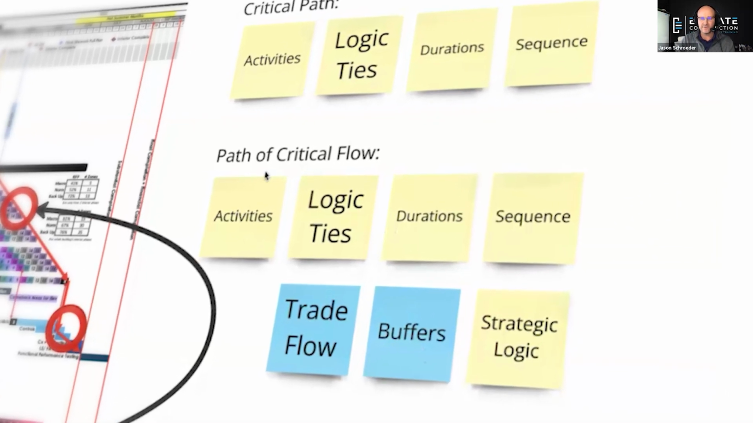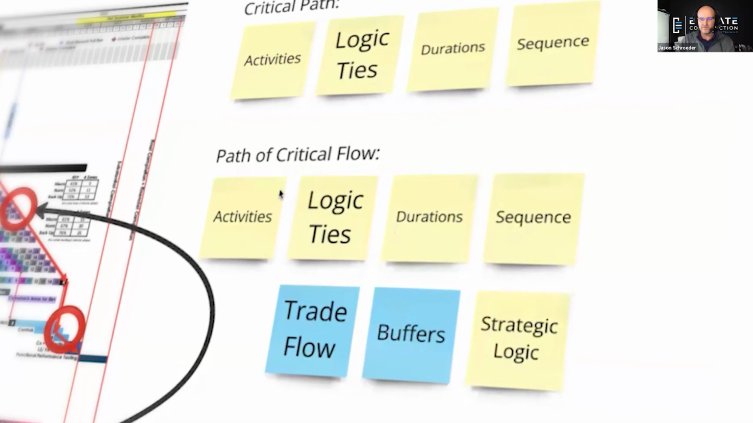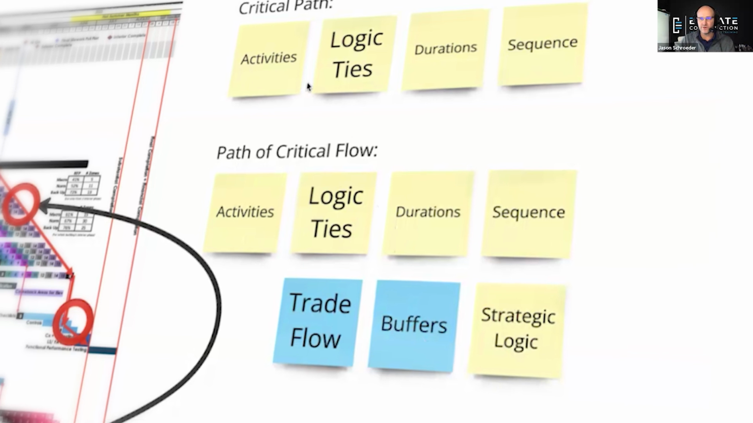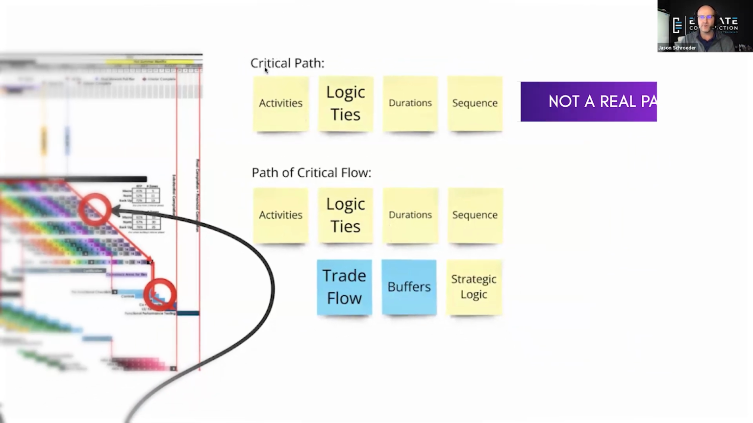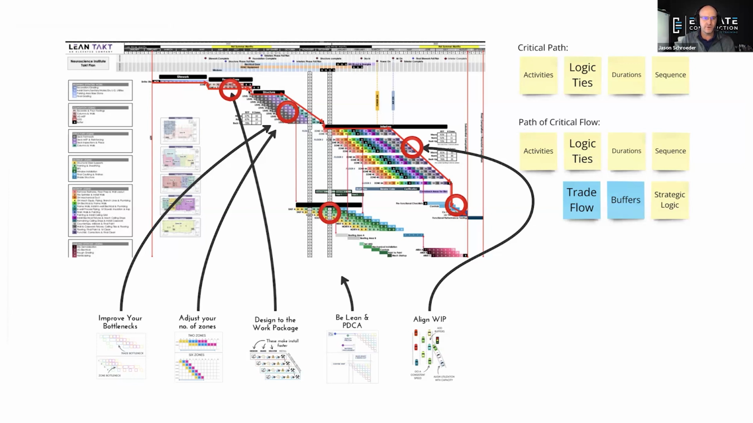And so you can't have a path without trade flow. You can't have a path without buffers. So a critical path, it's not a real path because it doesn't have trade flow. It hurts people. It's not a real path because it doesn't have buffers, meaning it's not realistic, meaning it's a non-starter. So a path of critical flow will tie through your phases.